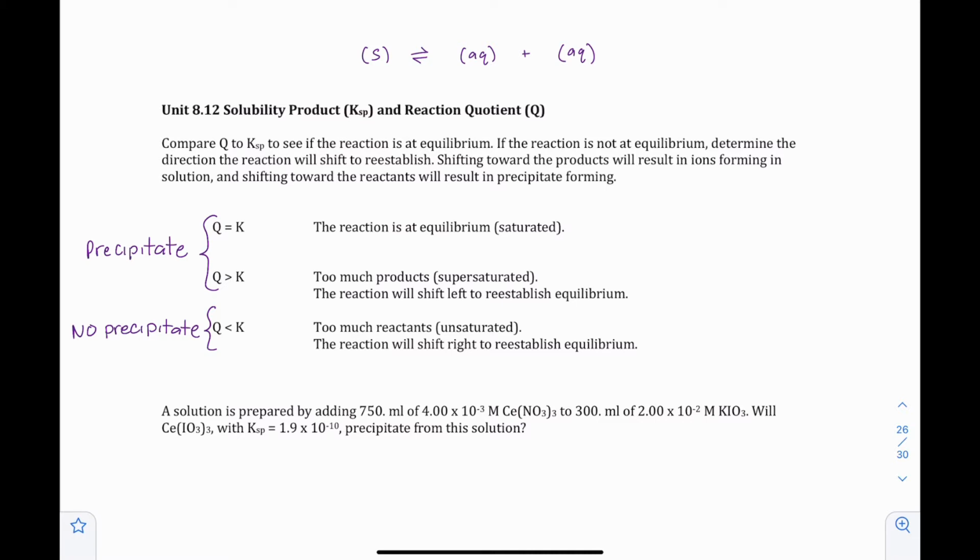So if you start a solubility product reaction with only the aqueous ions initially present, then a solid precipitate will form when Q is equal to or greater than K, because it means there's enough ions to shift the reaction to the left and make the solid precipitate. But if Q is less than K, it means there aren't enough ions to shift the reaction to the left, so a solid will not precipitate.